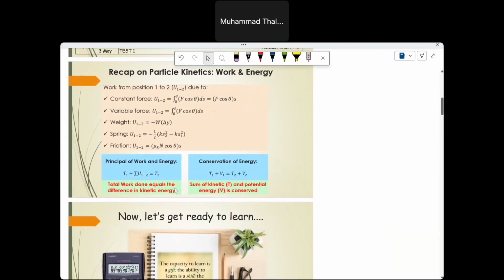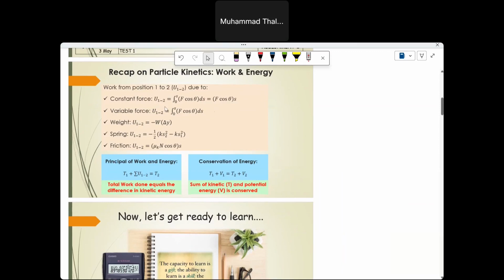Recap on the kinetics of particles, work and energy. Remember last time there were several types of force that will result in work, and this force must act in the direction of motion. It can act at an angle, right? But as long as the angle is not 90 degrees, remember cosine 90 is 0, so it's fine. As long as the force and the motion are not 90 degrees from each other, you will get a value of work, and that will be identified by the letter U from position 1 to 2, U sub 1 dash 2.